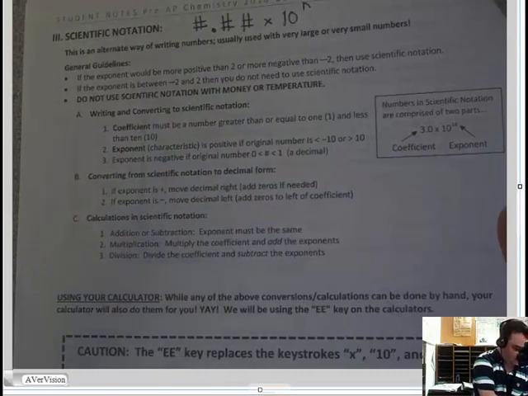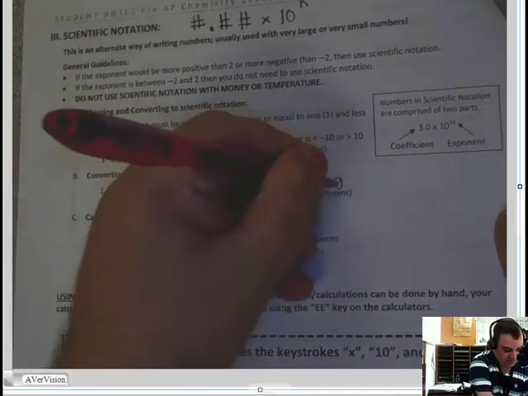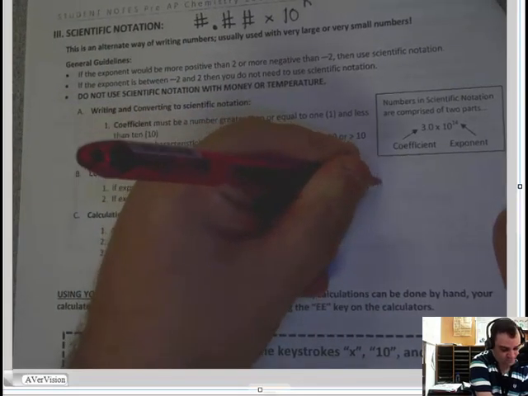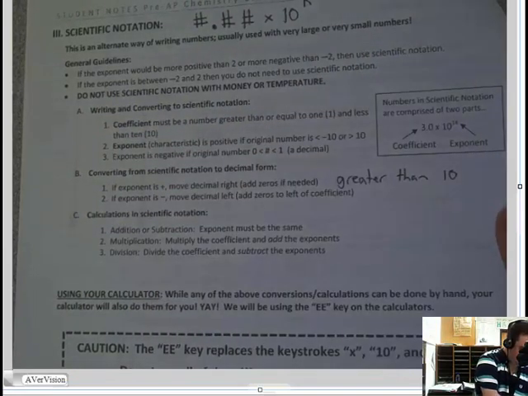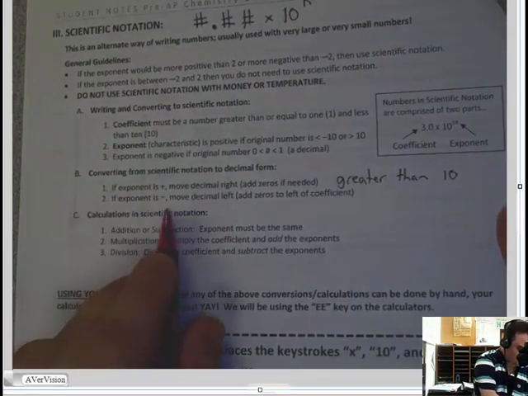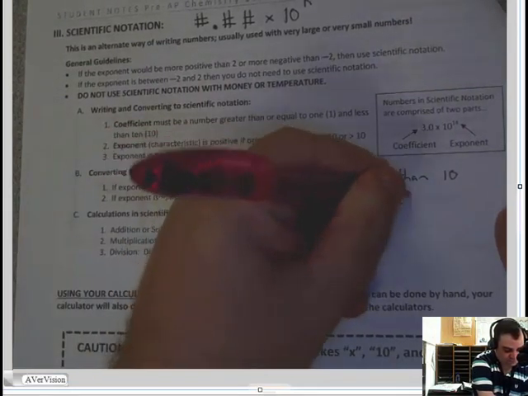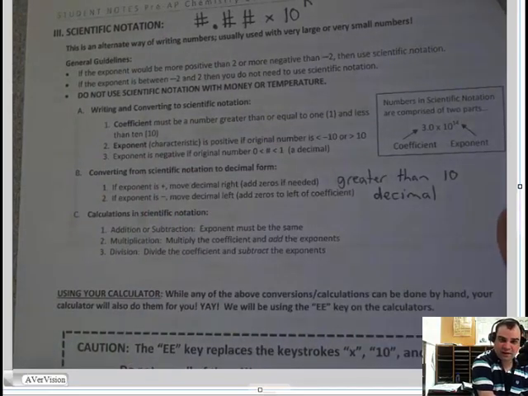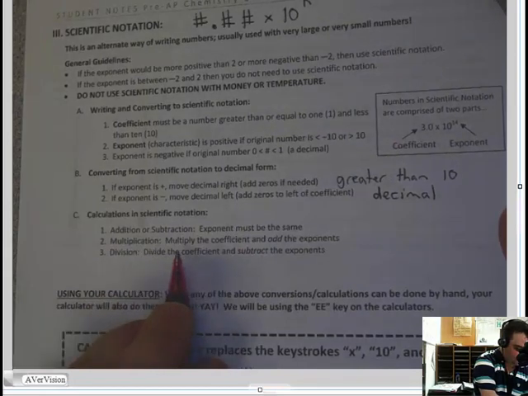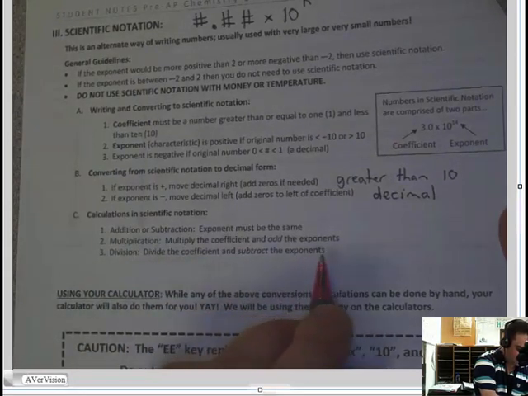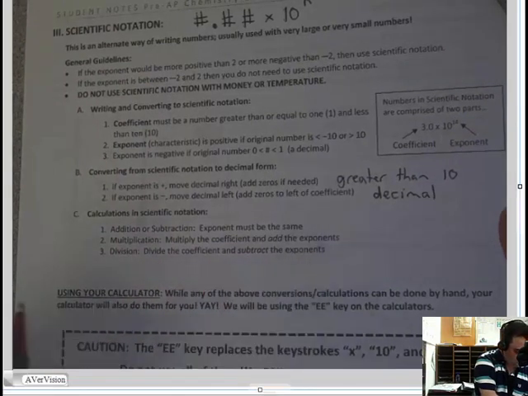And then if the exponent is positive, move the decimal to the right, which means it's a number greater than 10. Okay. If the exponent is negative, move the decimal to the left, which means it's a decimal. Addition and subtraction, exponent must be the same. Multiplication, multiply the coefficients and add the exponents if you're going to do it in your head. Division, divide the coefficients and then subtract the exponents.